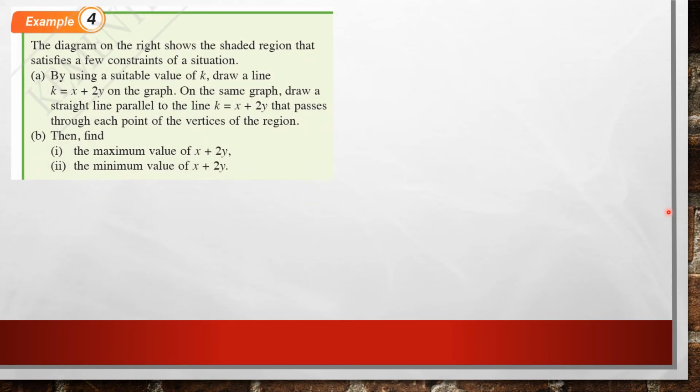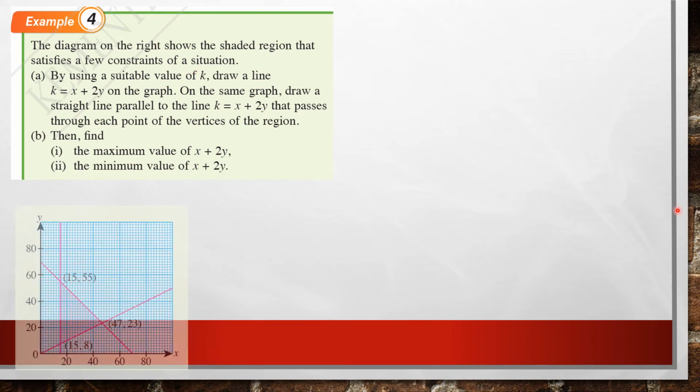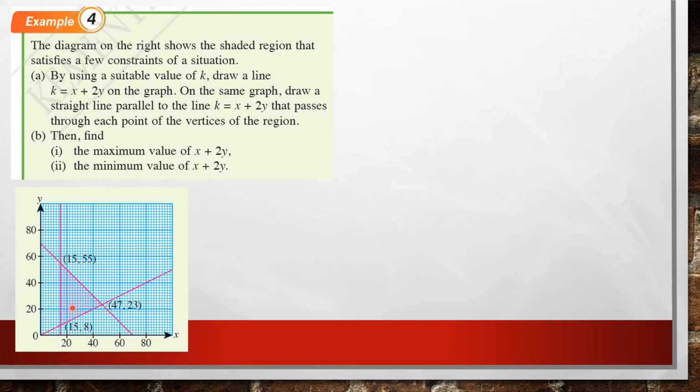Next, we can look at example 4. You can refer to your textbook page 237. The diagram on the right shows the shaded region that satisfies a few constraints of a situation. So this is the diagram given. By using a suitable value of k, draw a line k equal x plus 2y on the graph. On the same graph, draw a straight line parallel to the line k equal x plus 2y that passes through each of the vertices of the region.